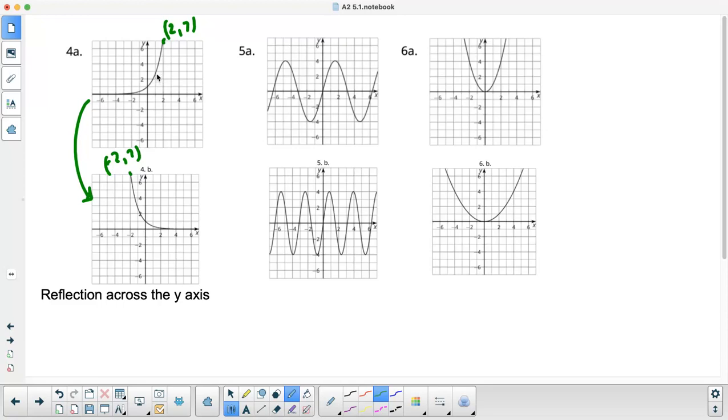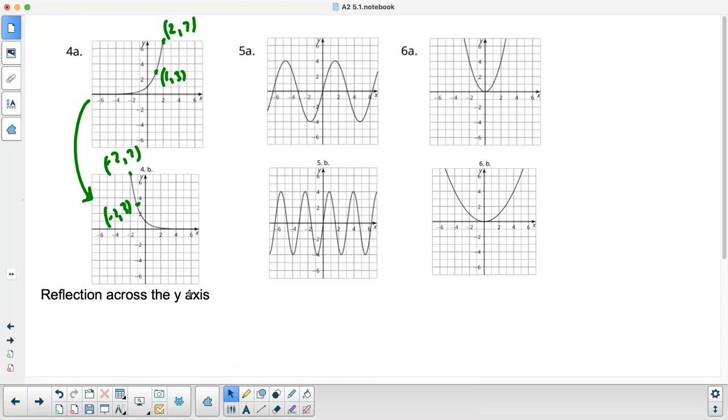Okay, and then you got another one. Well, I know it's not quite there, but let's call that 1, 3. It's a little off, but we'll just call it 1, 3. If I look here, I got negative 1, 3 right there. Okay, so you see that the x's change.